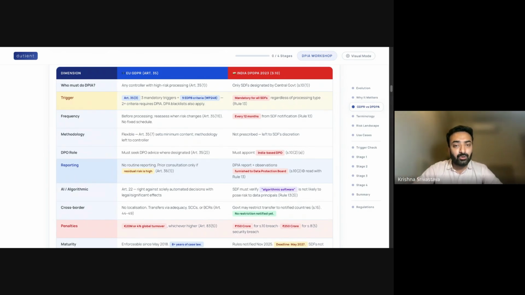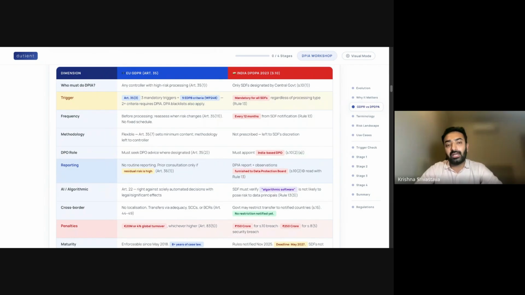In EU GDPR, if you are a controller, and there are, of course, also definitions of what is a controller and what is a fiduciary, a controller is an entity that determines the means and purpose of processing personal data. So if this controller does any high-risk processing, as per Article 35, it has to do a DPIA.